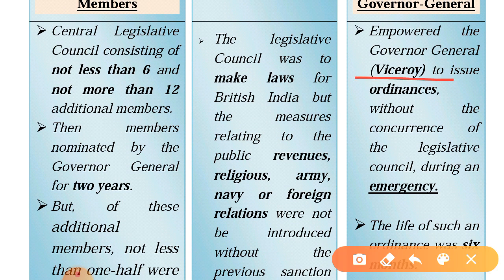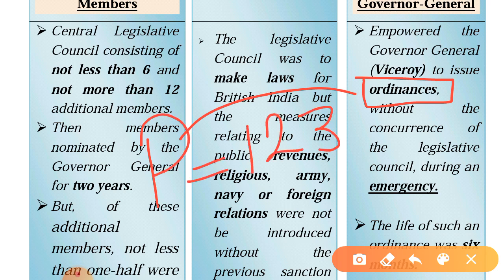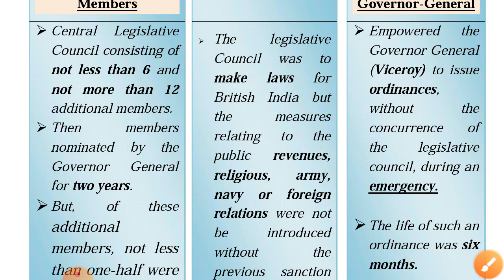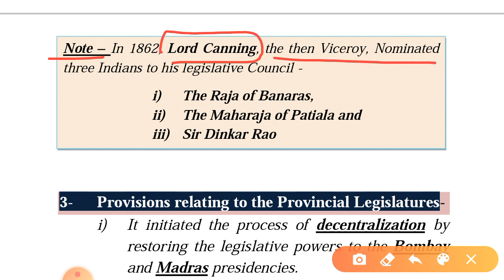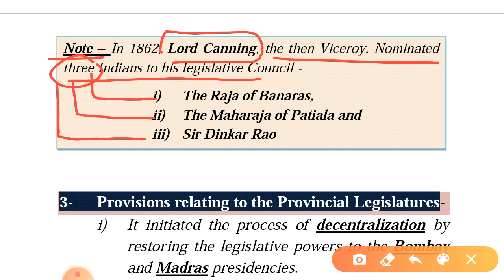Today in our constitution, this power has been delegated to the president under Article 123. Important note, in 1862, Lord Canning, the then Viceroy, nominated 3 Indians to his legislative council: the Raja of Banaras, the Maharaja of Patiala, and Sir Dinkar Rao.